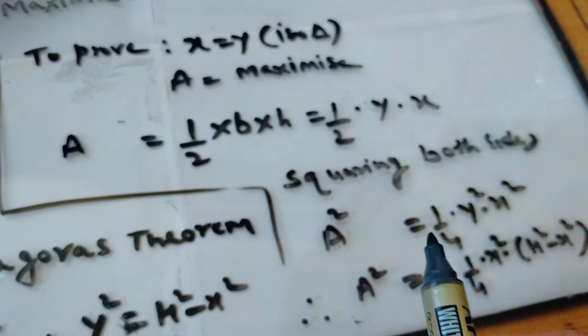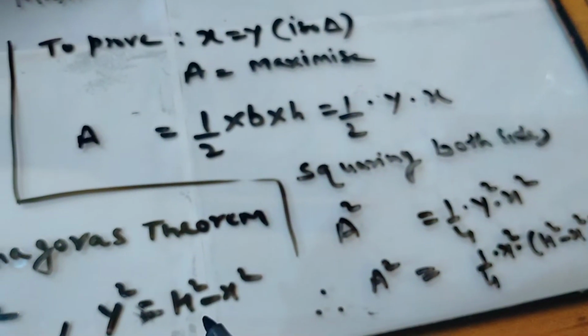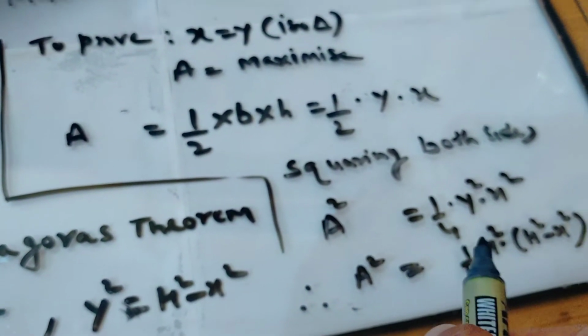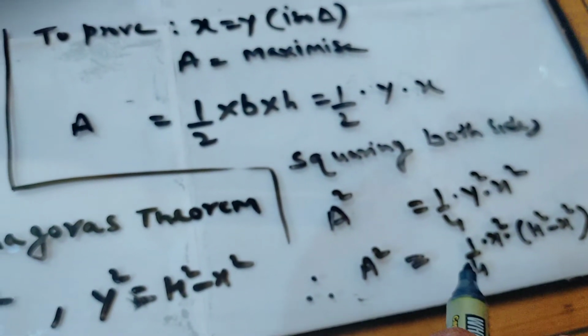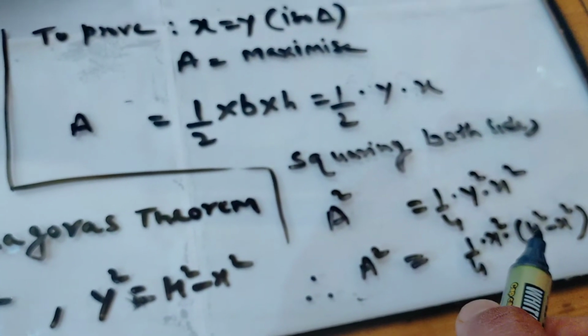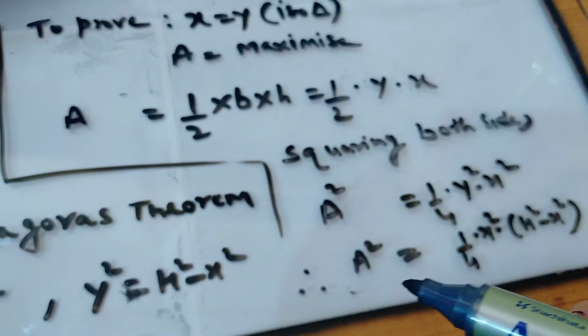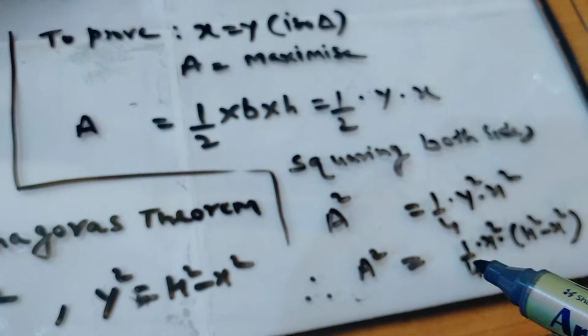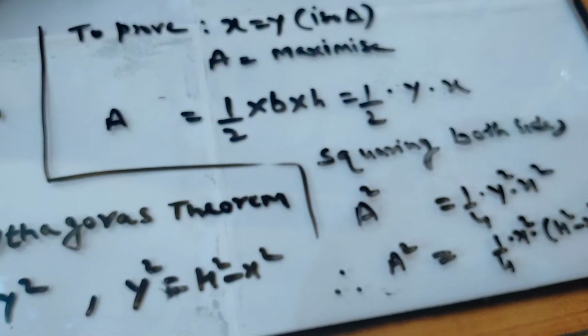So a square is equal to 1 by 4 y square x square. The value of y square I have substituted from here. It is h square minus x square. So it has come a square is equal to 1 by 4 into x square into h square minus x square. So we have generated a function over here. Now we will differentiate it, equate it to 0 and find the value of x. Okay.